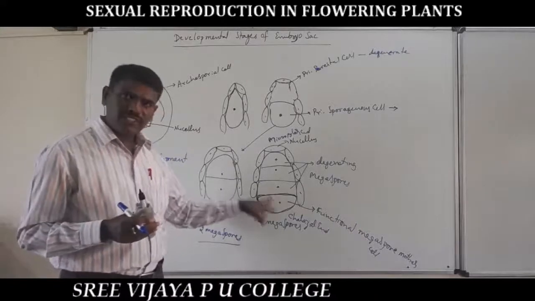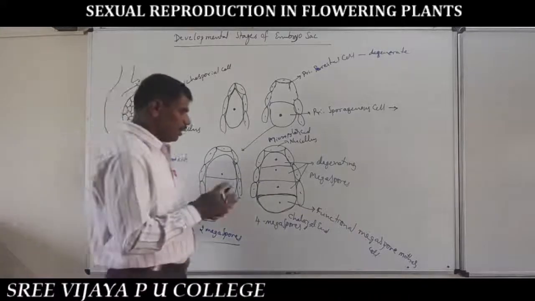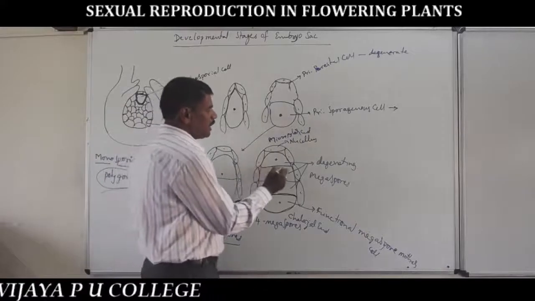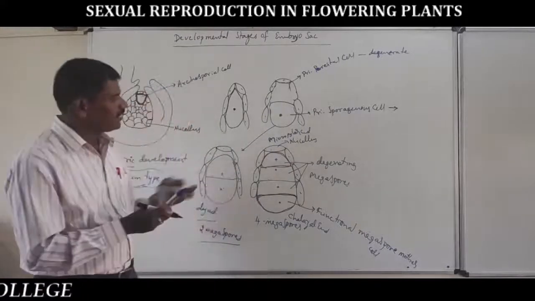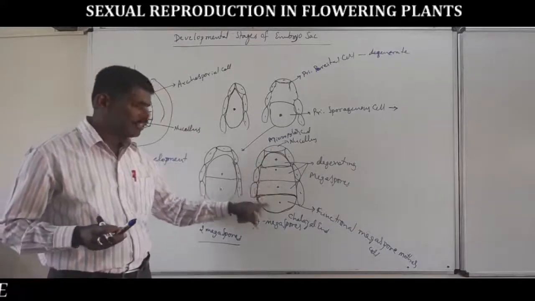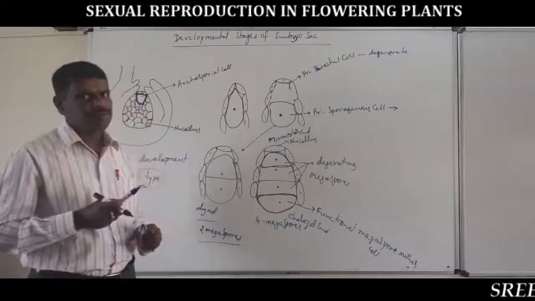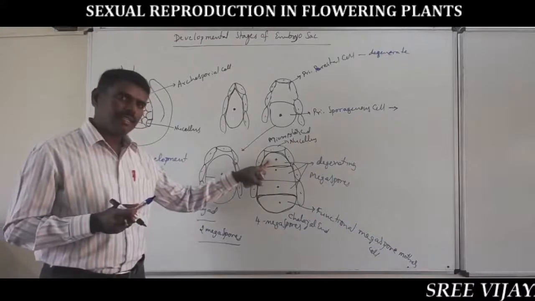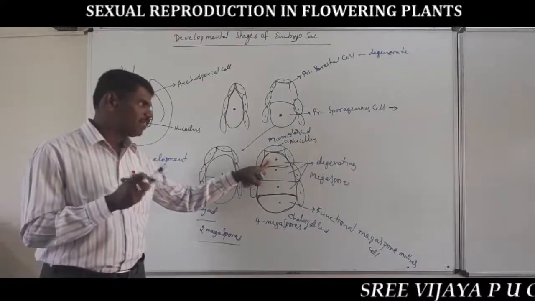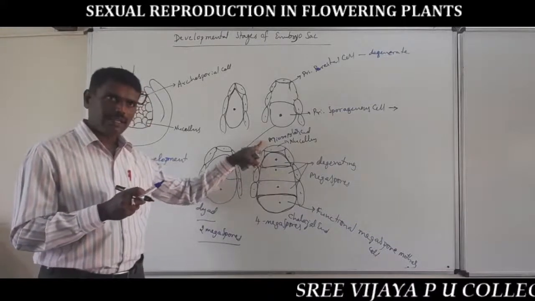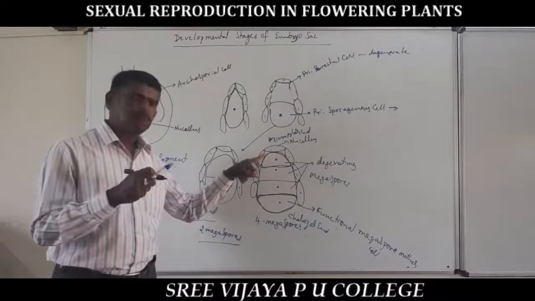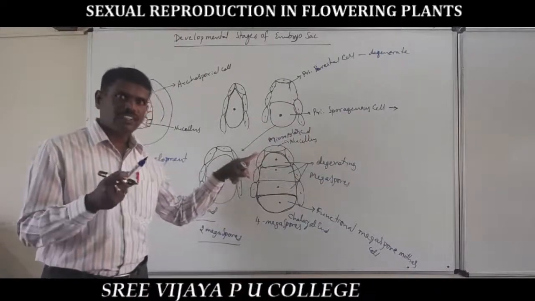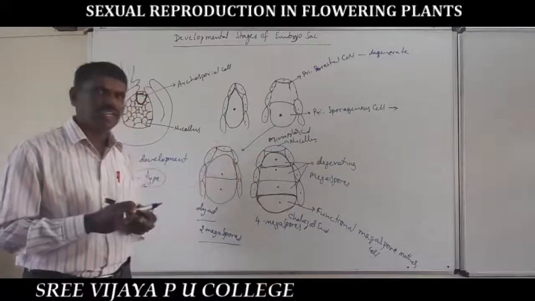So this cell also degenerates. The cell which is present at the micropylar end is the remaining one. These three cells degenerate. The cell present towards the micropylar end helps in the production, that is the complete synthesis, of the embryo sac.